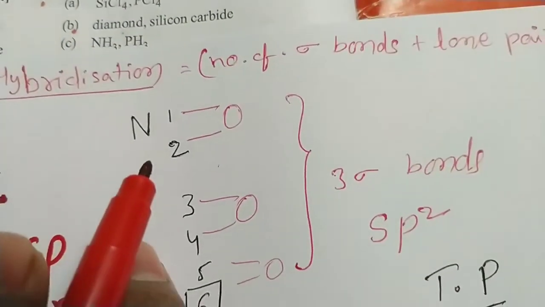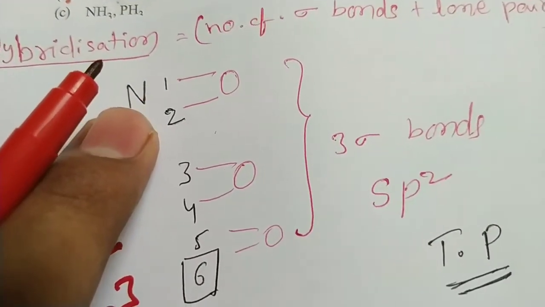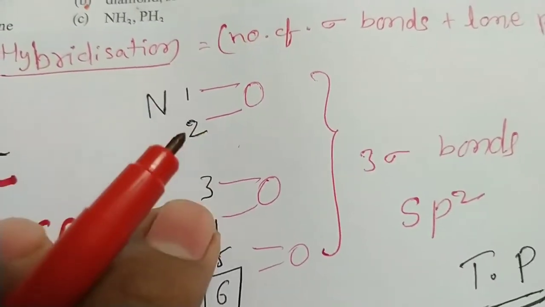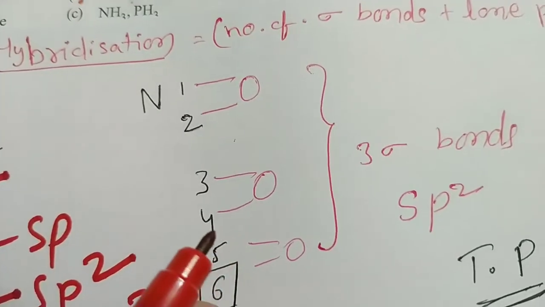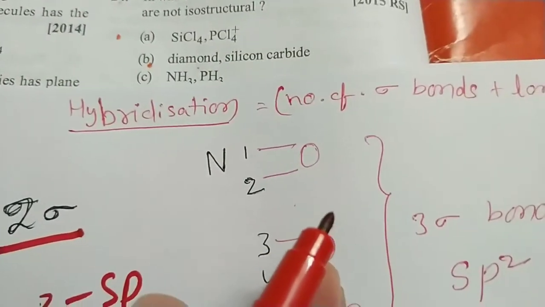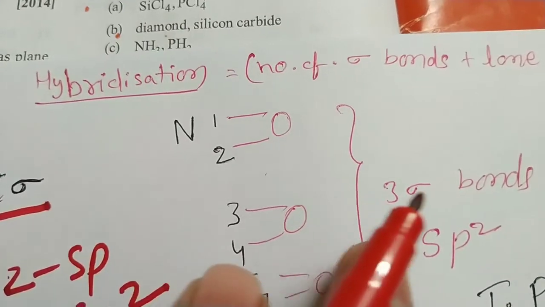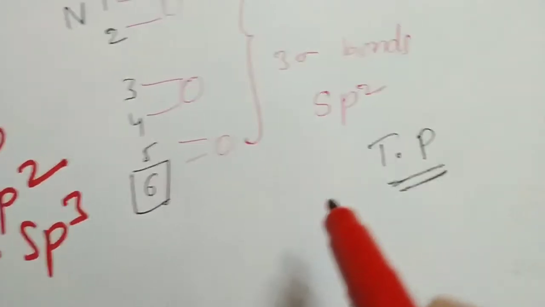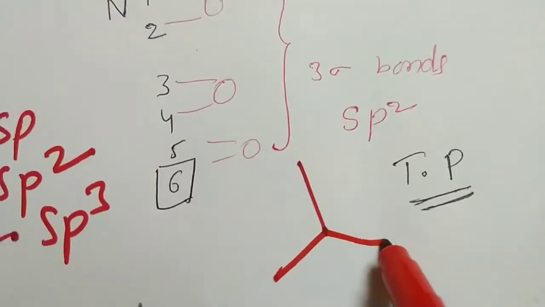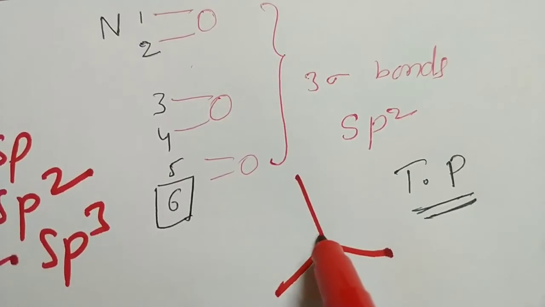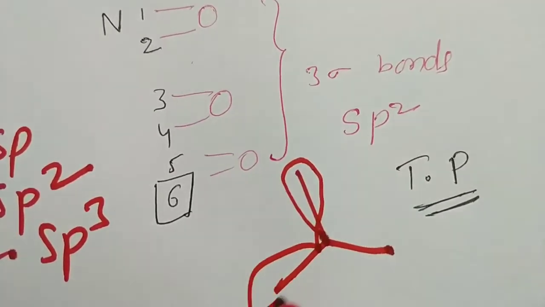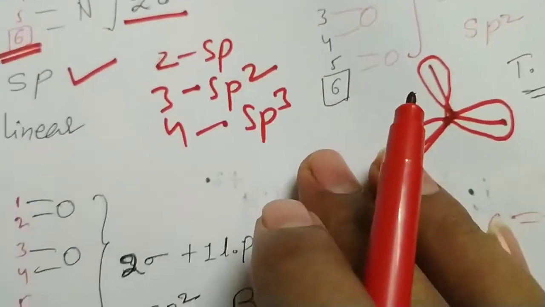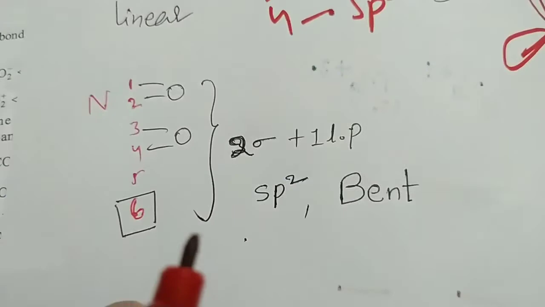Now in the case of NO3⁻, nitrogen has 5 electrons, and due to the minus, 6 electrons. Each oxygen forms 2 bonds, giving total 3 sigma bonds and 3 pi bonds. In hybridization you consider only sigma bonds. Total 3 sigma bonds means sp2 hybridization, which means trigonal planar, like this. This is the answer, already over. Still, we will discuss the remaining options.